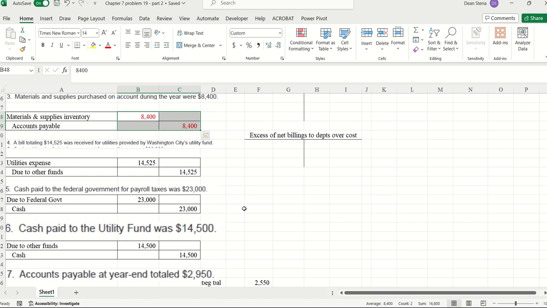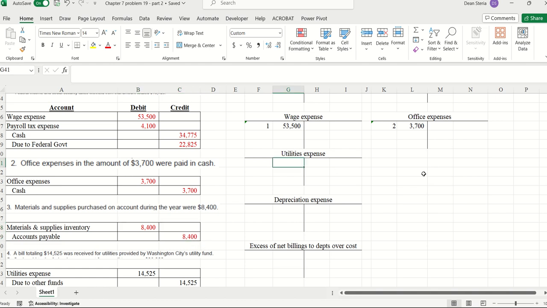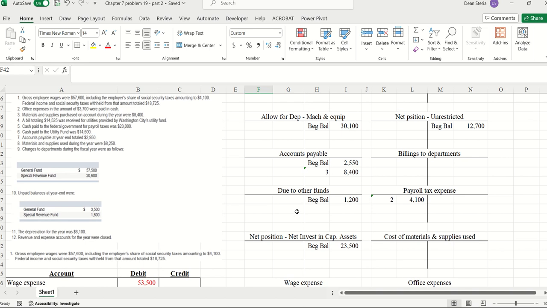Utility expense and due to other funds, 14,525. So we need utility expense debit for 14,525, that is journal entry 4. And then we're going to hit due to other funds, which is a liability. Right here, we're going to credit that for $14,525. And again, this is entry 4.